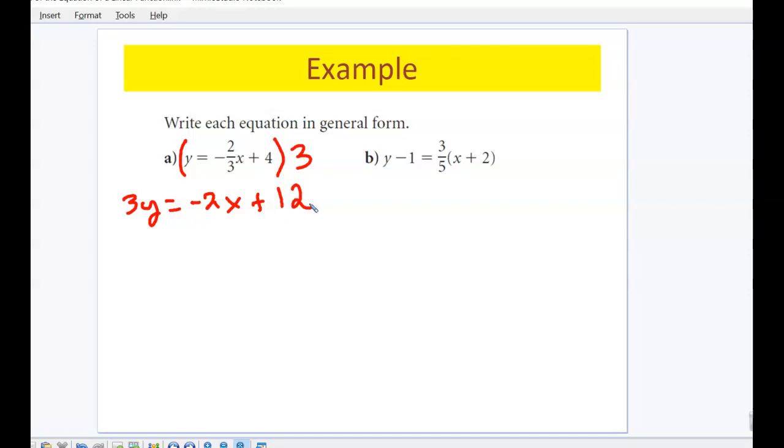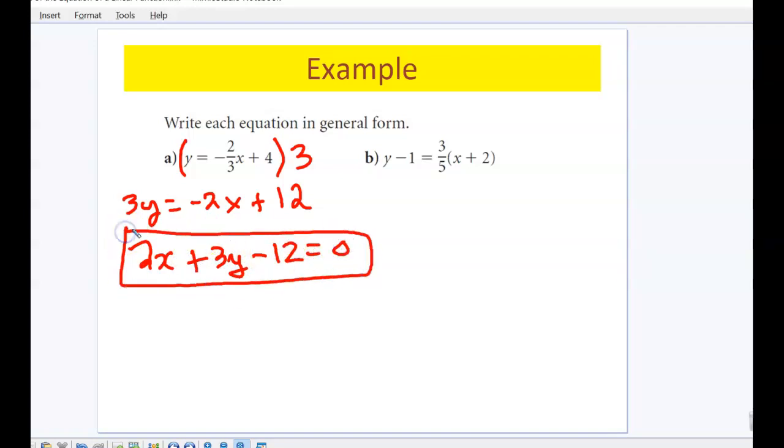Now in general form, we want to have our x, our y, and our constant all on the same side of the equation, equaling 0. And we want our x term to be positive, so I'm going to add the 2x to the other side. I'm going to subtract the 12 over and make it equal 0. And this is the equation of my line in general form. So these two equations are really representing the same line. They're just written in a different form.